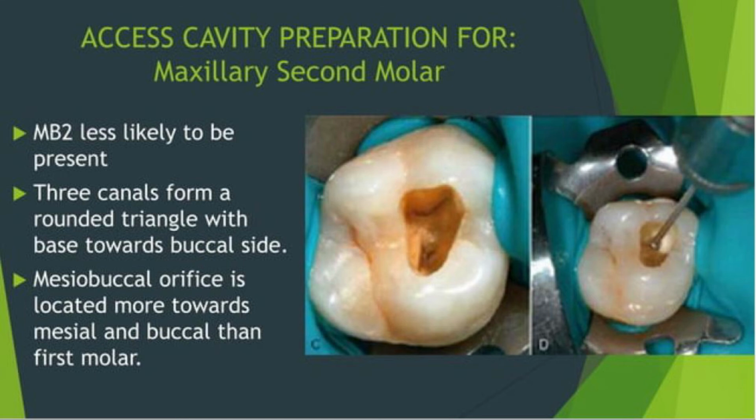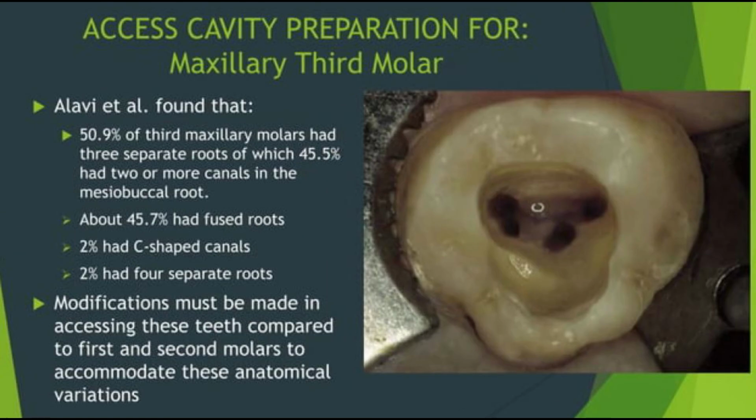The access cavity for the maxillary third molars. 50% of the third maxillary molars had three separated roots, of which 45% had two or more canals in the mesiobuccal root. About 40% have fused roots, 2% have C-shaped canals, and 2% had four separate roots.